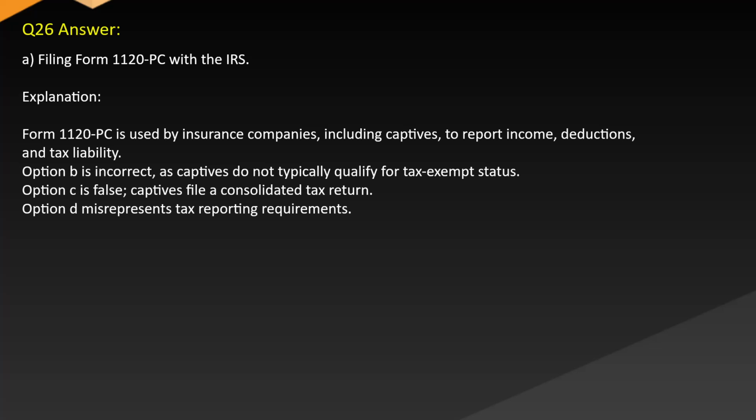Answer: A, filing Form 1120-PC with the IRS. Explanation: Form 1120-PC is used by insurance companies, including captives, to report income, deductions, and tax liability. Option B is incorrect, as captives do not typically qualify for tax-exempt status. Option C is false. Captives file a consolidated tax return. Option D misrepresents tax reporting requirements.